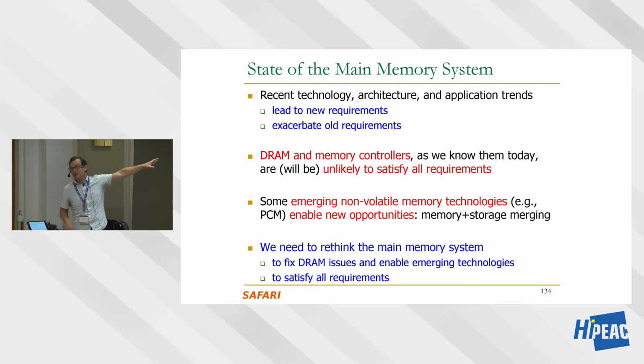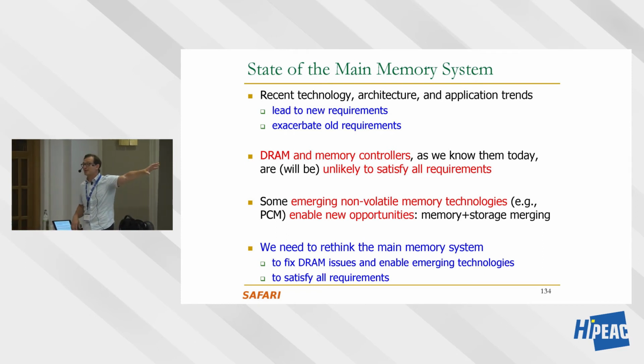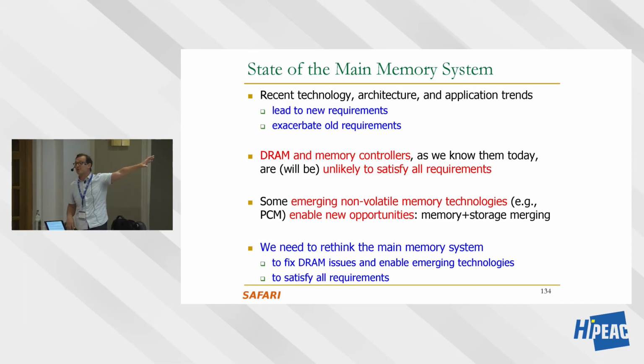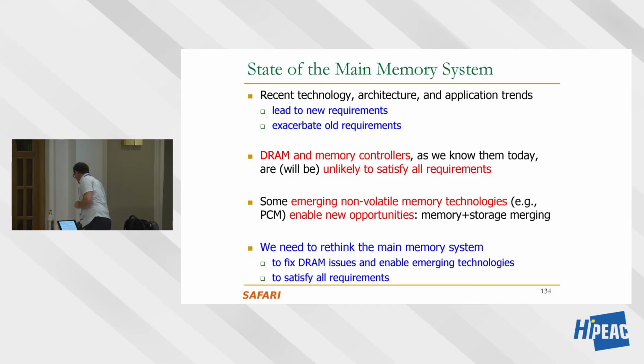Here we're not going to talk a whole lot about the emerging memory technologies, but I think it's very important to examine emerging memory technologies, because at some point we're going to run out of steam with existing technology. That's why it's really important to look into this. So I think we need to rethink the entire main memory system to fix the issues we're having with it currently and enable some of these emerging memory technologies while satisfying all of the requirements.